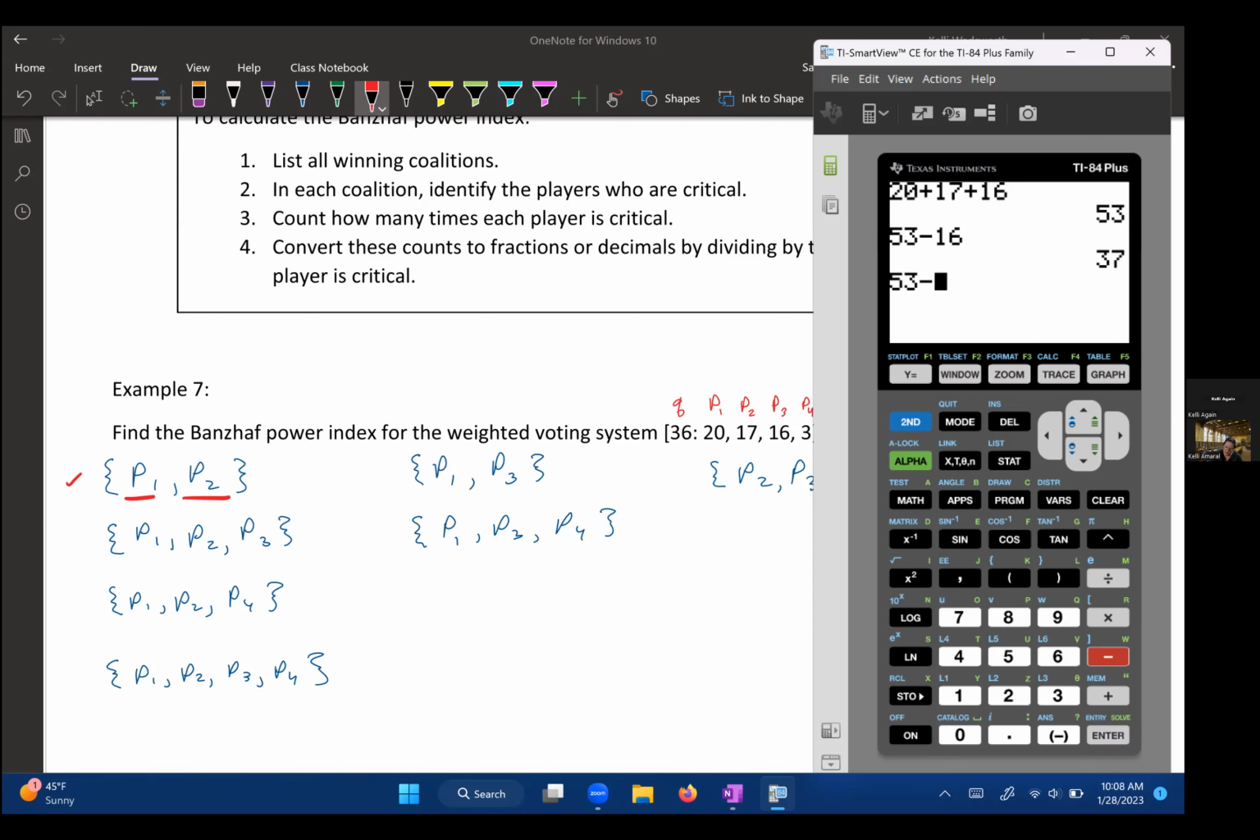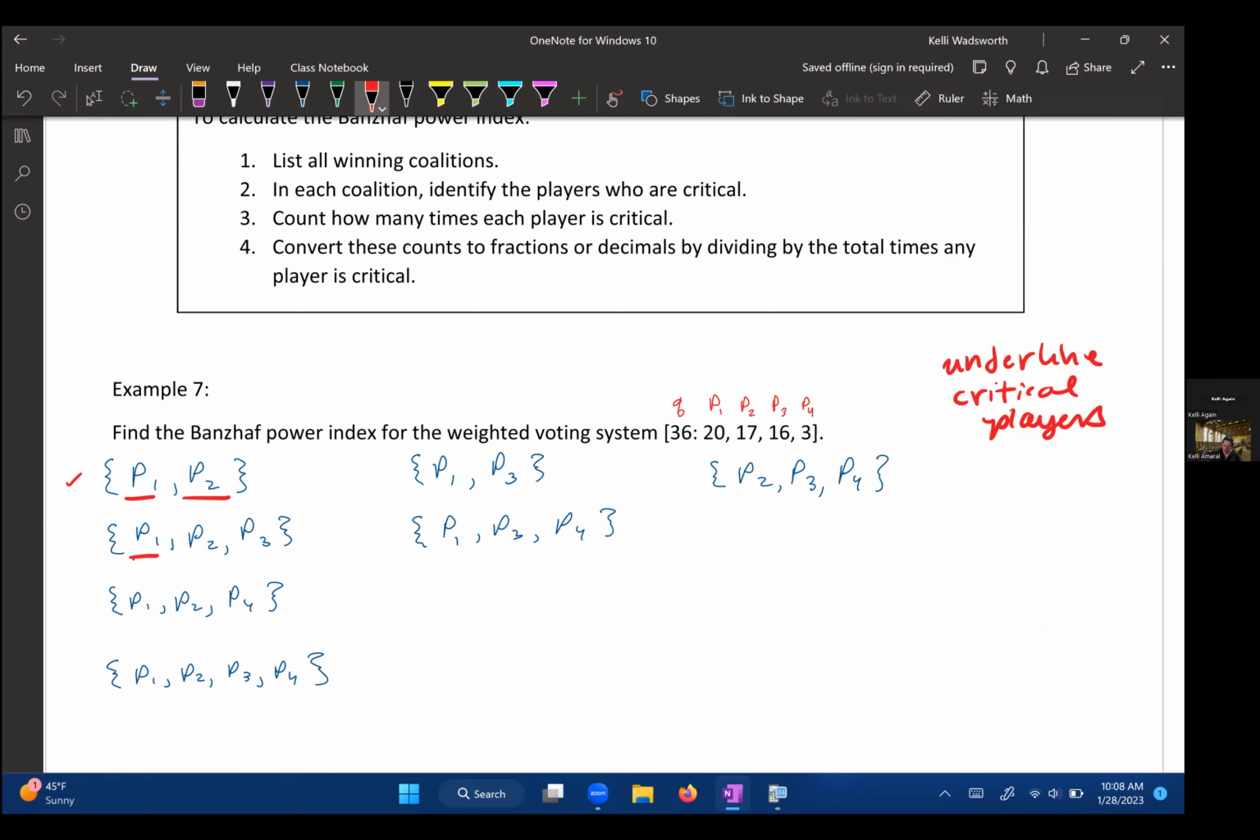All right, what about player 2? 53, player 2 is 17. So no, player 2 is also not critical, because if you take away player 2's votes, you're still at quota with player 1 and player 3. What about player 1? The weight of the coalition is 53. If you take out player 1's votes, which is 20, indeed, you fall below quota. So player 1 is critical.